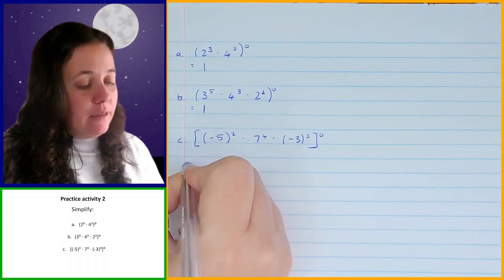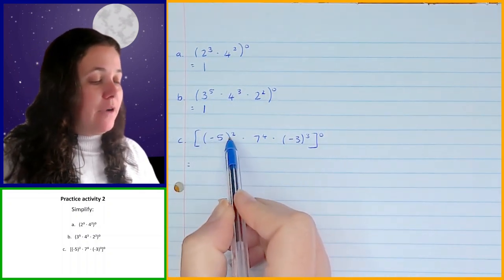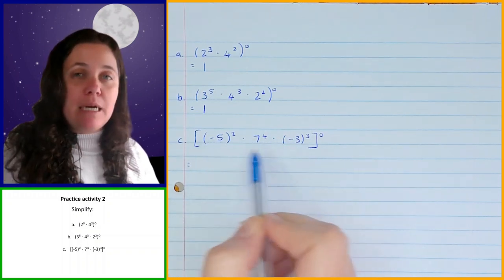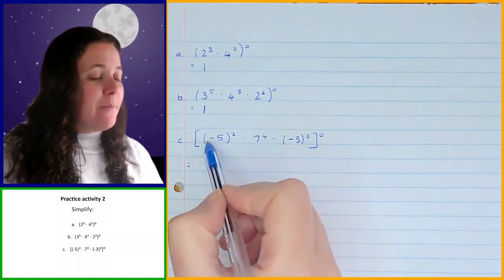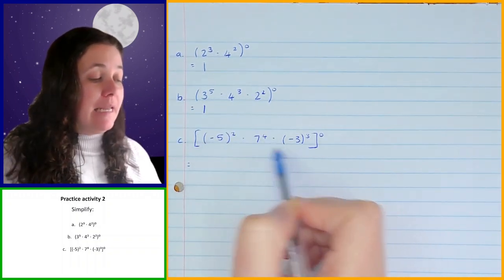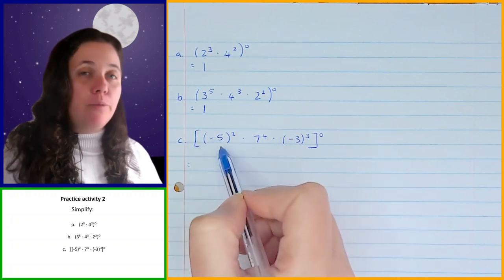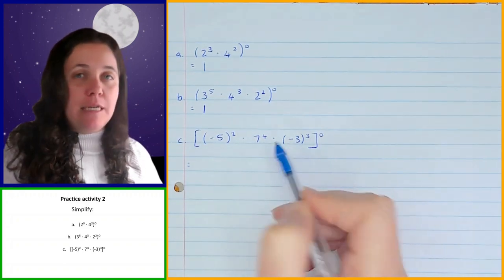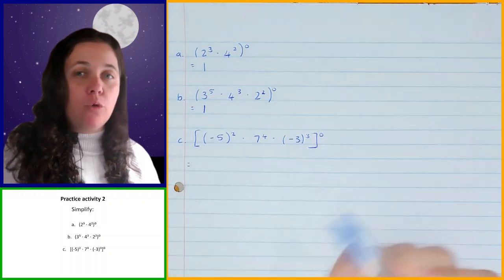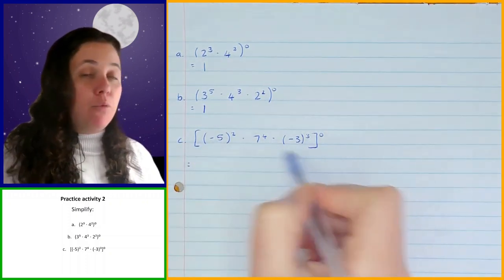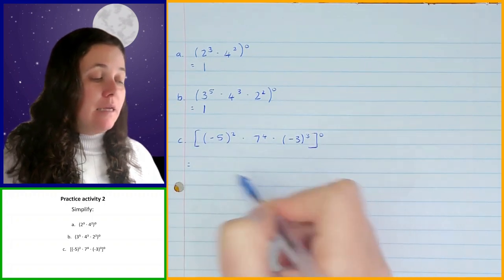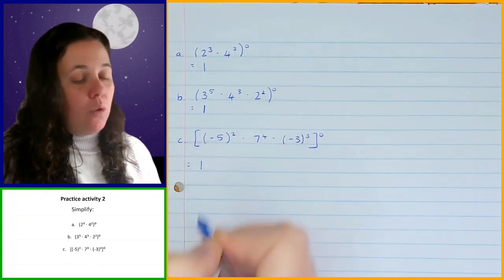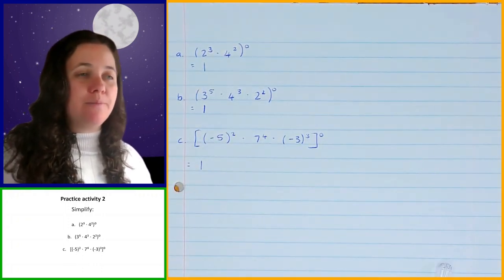And then the last one over here, I've got, in brackets, negative 5 squared times 7 to the power of 4 times negative 3 cubed. Now don't get confused by these brackets inside brackets. It doesn't actually matter because none of these can equal 0. Negative 5 squared will be 5 squared, 7 to the power of 4 is 7 to the power of 4, and negative 3 cubed is just negative 3 cubed. They are all just normal numbers with exponents, so they will not equal 0, which means I have a whole lot of stuff in my brackets to the power of 0. It's a base to the power of 0, which gives me 1. So that example is also equal to 1.